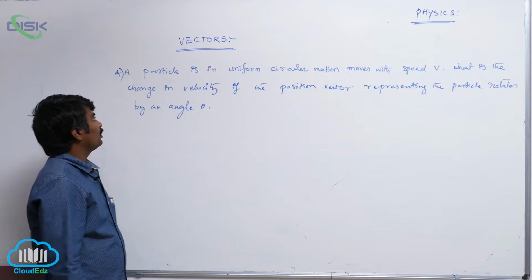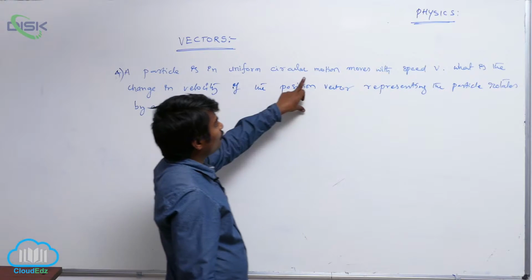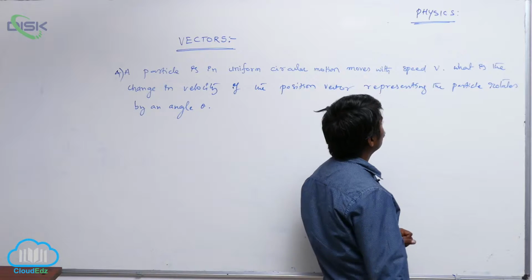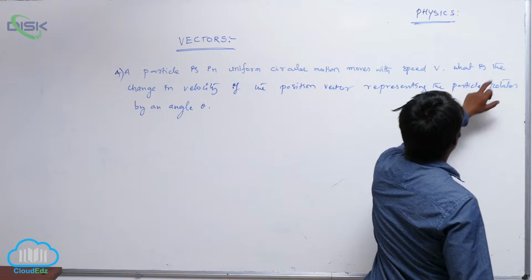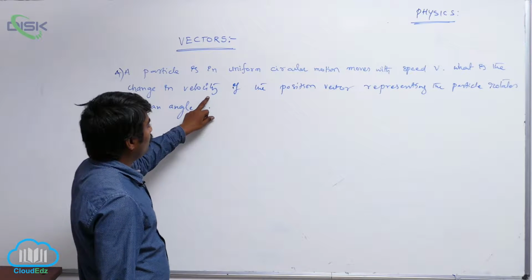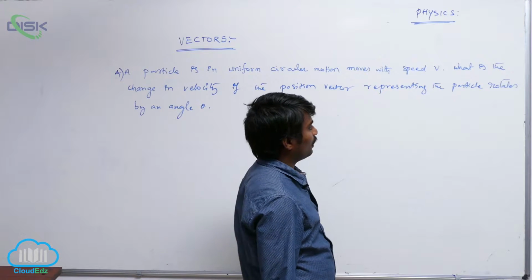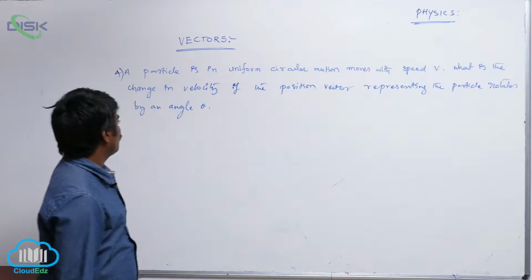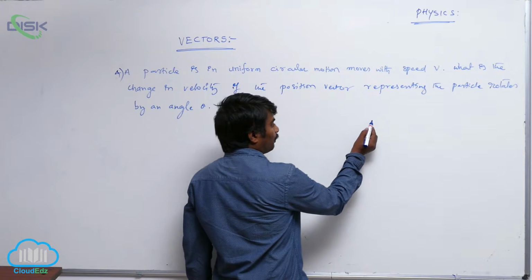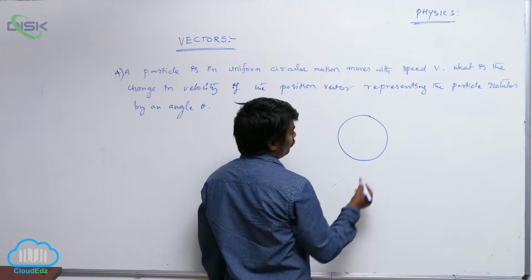Let us see one more problem. A particle is in uniform circular motion, moves with the speed v. What is the change in velocity if the position vector representing the particle rotates by an angle theta? So the particle is in uniform circular motion.